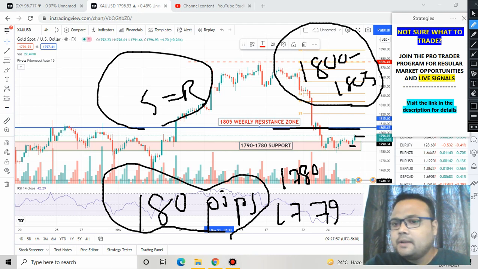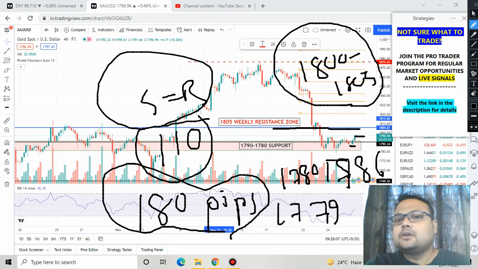But if you put your stop loss below 1790, or at least at 1786, then your stop loss comes to 110 pips. This is also not a very good stop loss for your account balance. So as a result, you can clearly see that your risk to reward ratio is not matching right now. If you have a buy position, great. If you have not, skip it, avoid it, because this is not the right position at all.